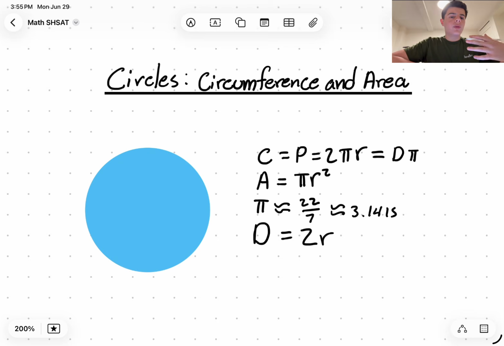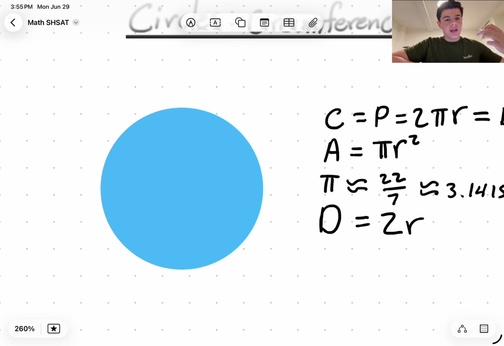Okay, so the first thing we have to know about circles is that they have a center point, let's say roughly like there, and we call that the center. We usually denote that as C. So in a diagram, you might see this as C.